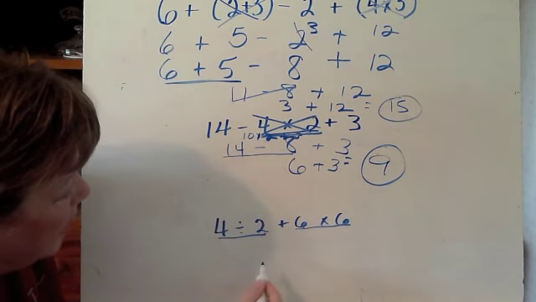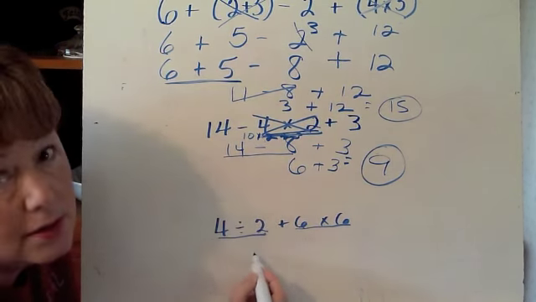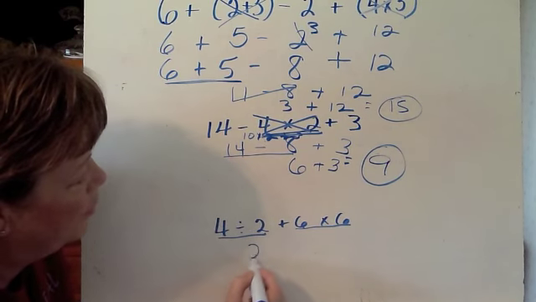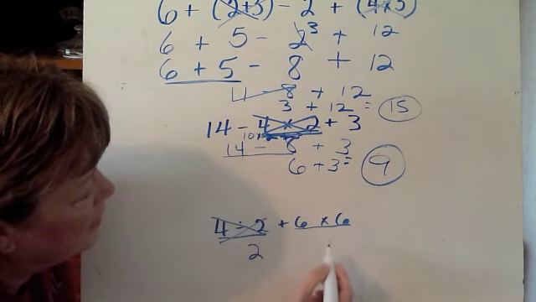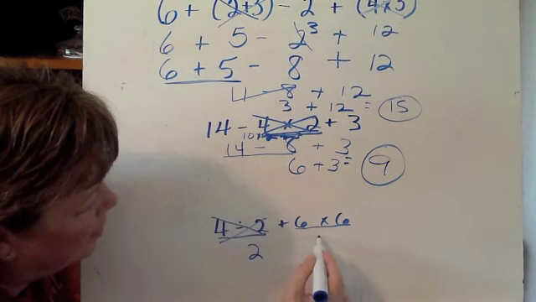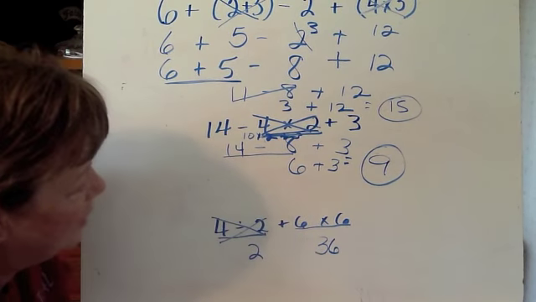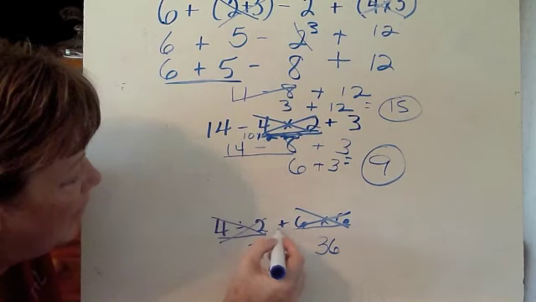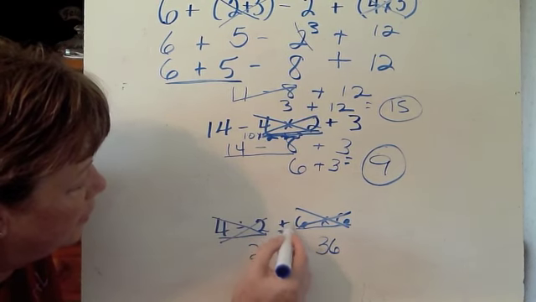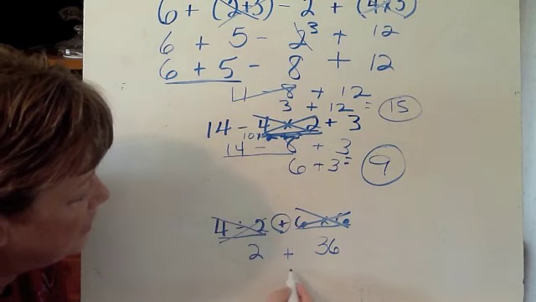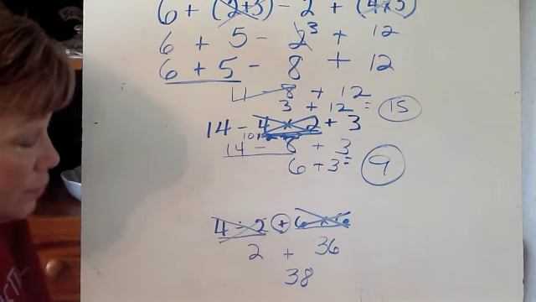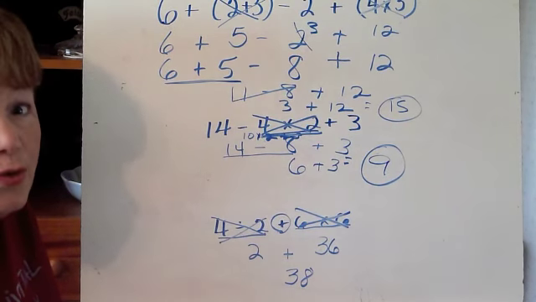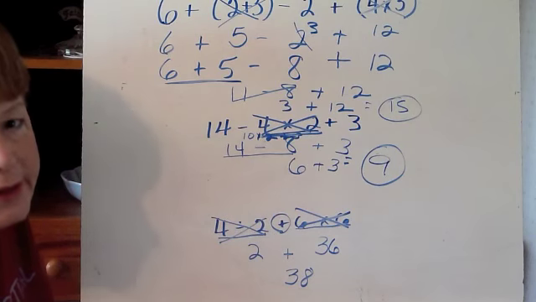So 4 divided by 2 is, I know you have that one, 2. I'm not going to use those anymore. 6 times 6 is 36. I think I heard someone say that. And I have used those, but I haven't used the plus sign, so I'll come down here. 2 plus 36, 38. That's my answer. I could have done it in a different order. The answer would be incorrect.